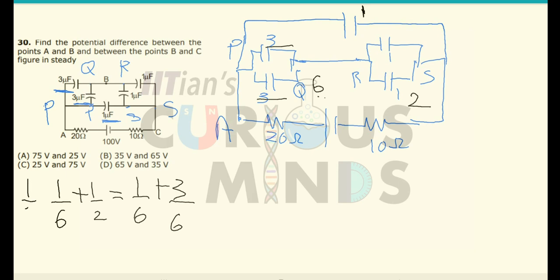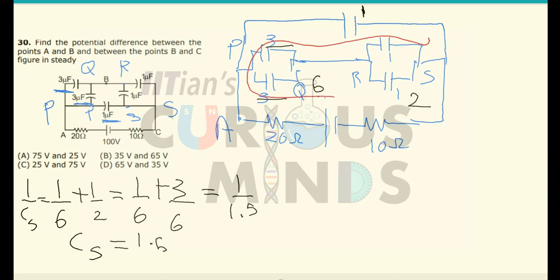This is 1 by CS. So 4 by 6 is equal to 1 divided by 1.5. So the series capacitance will be equal to 1.5. So the resultant of all these 4 capacitances is 1.5. It is in parallel with 1 microfarad. So Cp will be equal to 1.5 plus 1, which is equal to 2.5 microfarad.